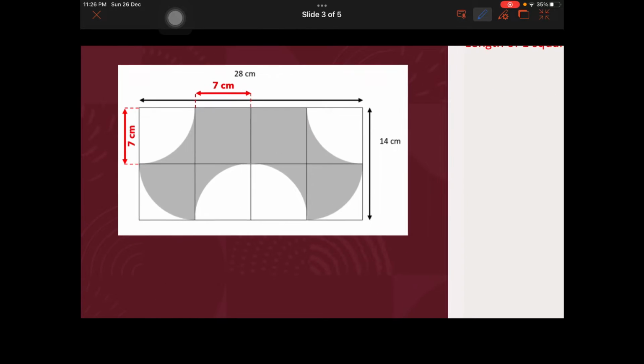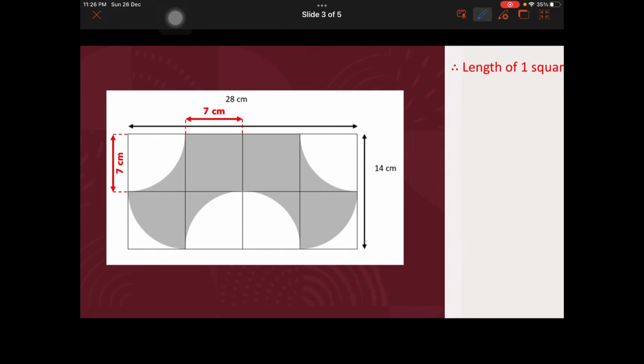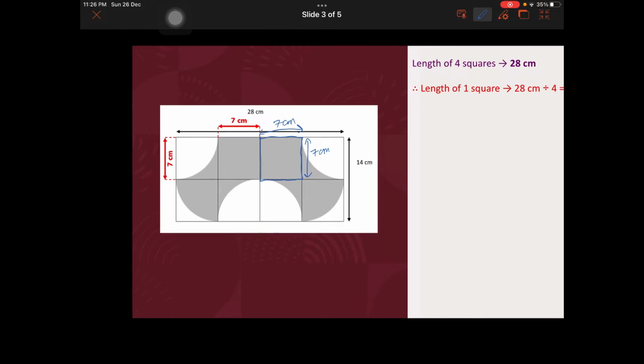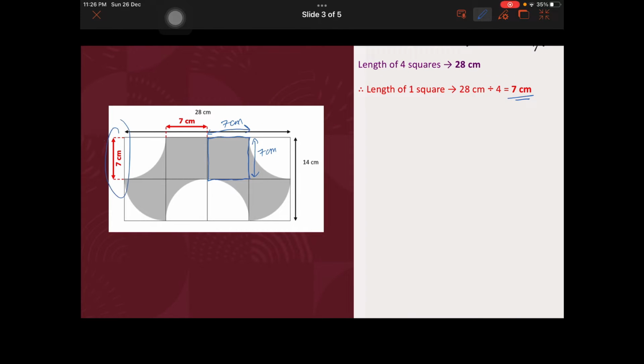And now, since each of these individual shapes is a square, as I am marking in blue, if we find one side of this square, it would naturally mean that the other side would also be 7 centimeters. The perpendicular side would also be 7 centimeters since it's a square. So that's the reason why I put 7 centimeters over here.